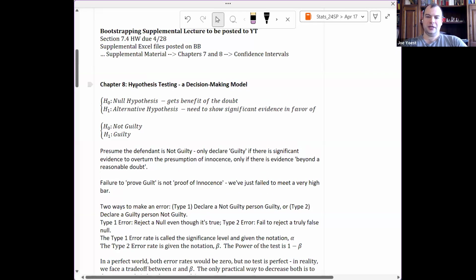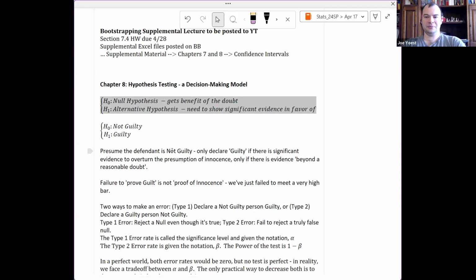Okay, so what is the idea of hypothesis testing? The idea is we have two hypotheses. We call them the null hypothesis and the alternative hypothesis, H0 and H1. The null hypothesis is the hypothesis that gets the benefit of the doubt. It's the default, the status quo, something like that. The alternative hypothesis is what we are, in some sense, attempting to show evidence in favor of. We're attempting to prove, in some sense, statistically, the alternative hypothesis.